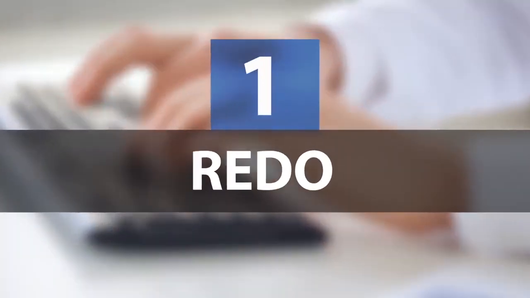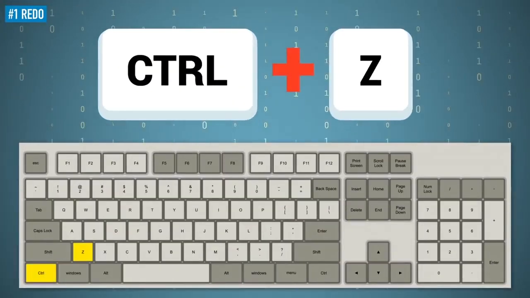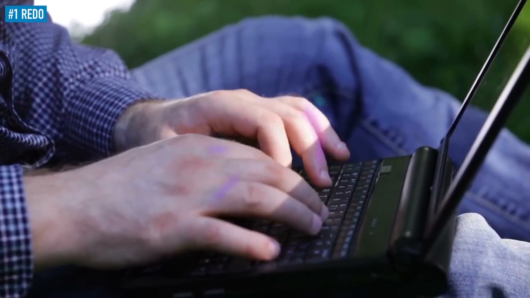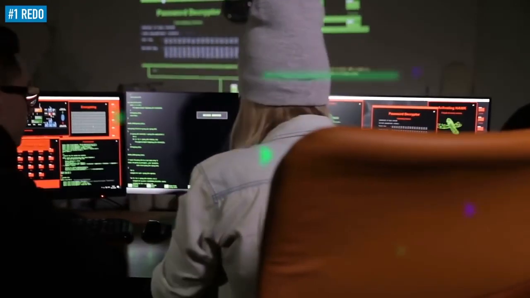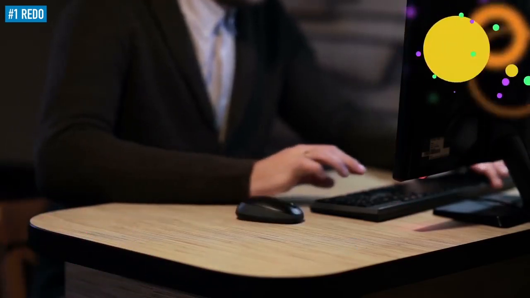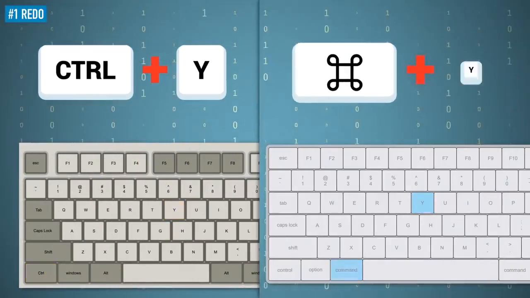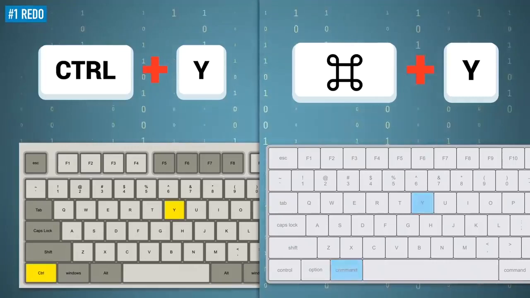Number 1. Redo. I think we can all agree that the undo button, or Ctrl+Z keyboard command, should make it to the list of the best things ever created. But computer geniuses didn't stop there. They thought of the opposite yet equally useful command as well. The next time you need to redo something you accidentally undid, just press Ctrl+Y for Windows or Command+Y for Mac and continue your work like it's no big deal.